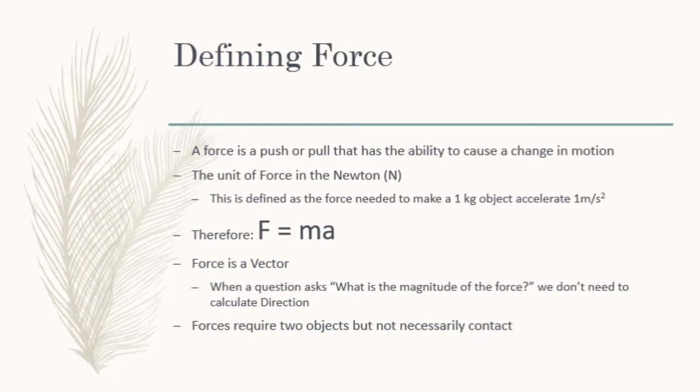Force is a vector, meaning you have to specify direction. Up is positive, down is negative, left is negative, right is positive. And if a question ever asks you what's the magnitude of the force, that means you don't need to calculate the direction. You don't need to specify if it's positive or negative or up, down, left, or right. Forces require two objects, but they are not necessarily in contact.